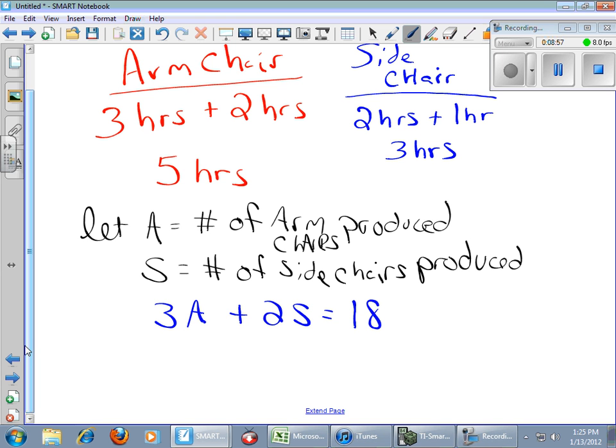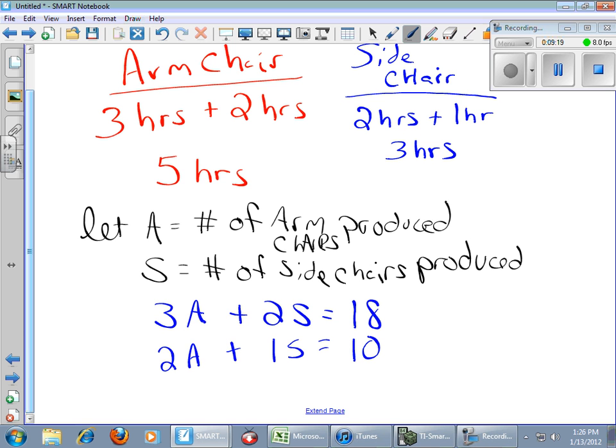Now to finish the chair, well, it's going to take 2 hours to finish an armchair. Okay. And it's going to take 1 hour to finish a side chair. So it's 2 hours for an armchair, 1 hour for a side chair, and the total time there is 10 hours.